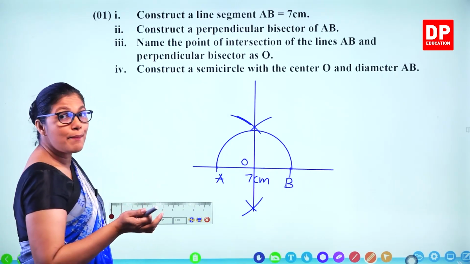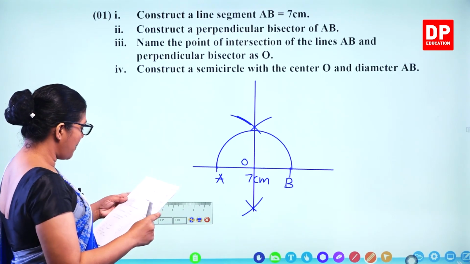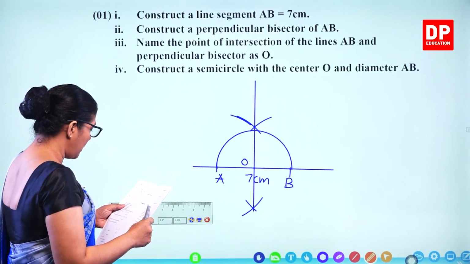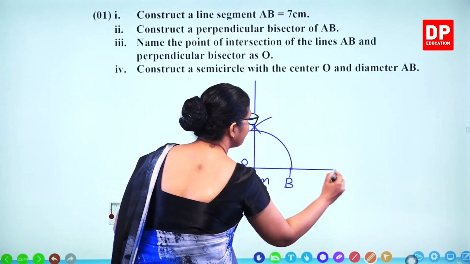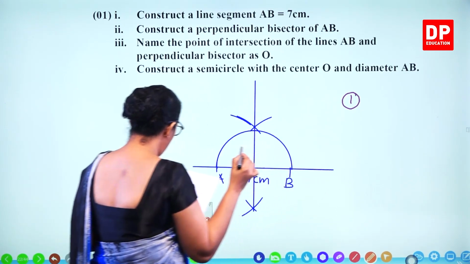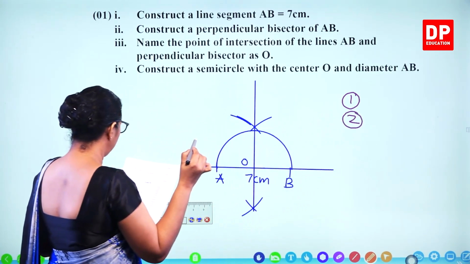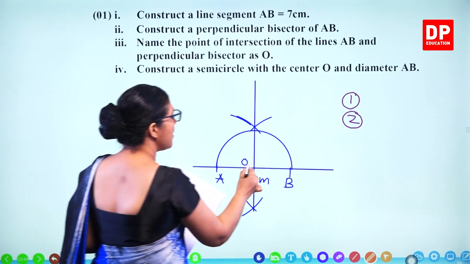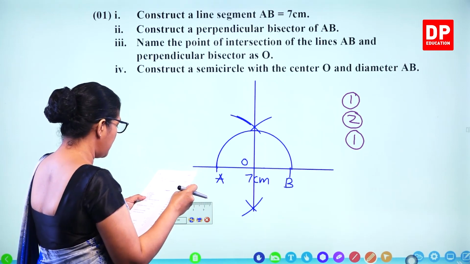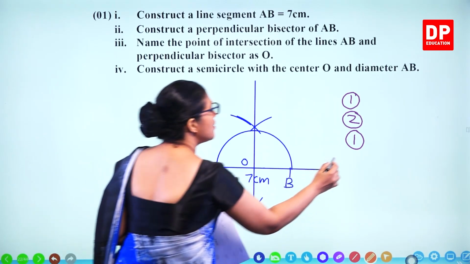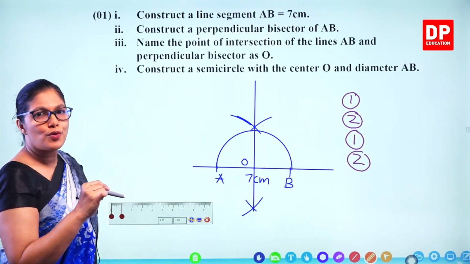Now we'll see how many marks you can get for these 4 steps. So we'll look at the marking scheme. Correct AB line, 1 mark. Perpendicular bisector, 2 marks. Naming the intersection point as O, 1 mark. And semicircle, 2 marks. So that's 6 marks for these 4 steps.